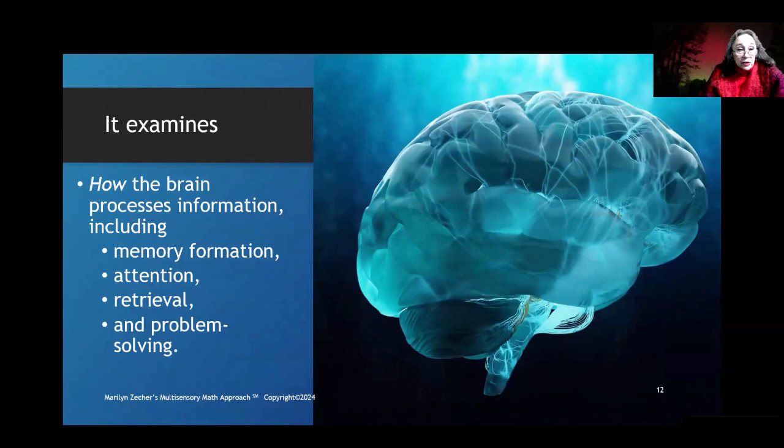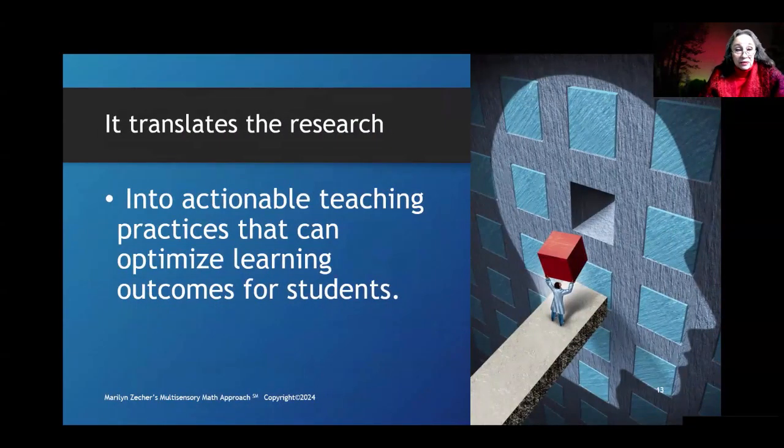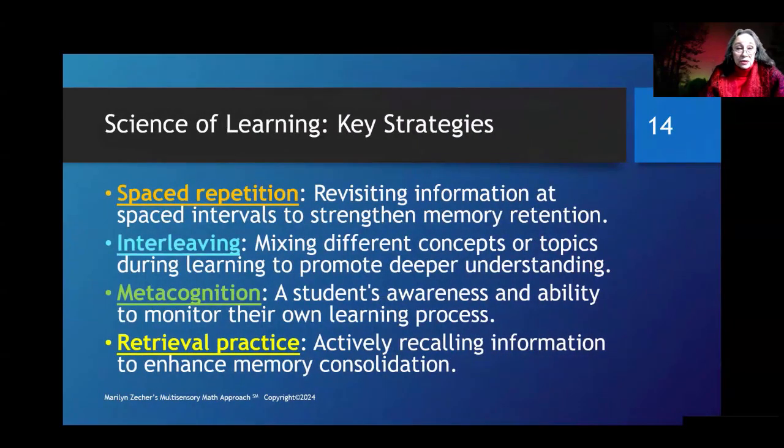The science of learning examines how the brain processes information, memory formation, attention, retrieval, and problem solving. And we're looking for what is replicable from research that's effective. And we want to translate that research into actionable teaching practices that optimize learning for all of our students.